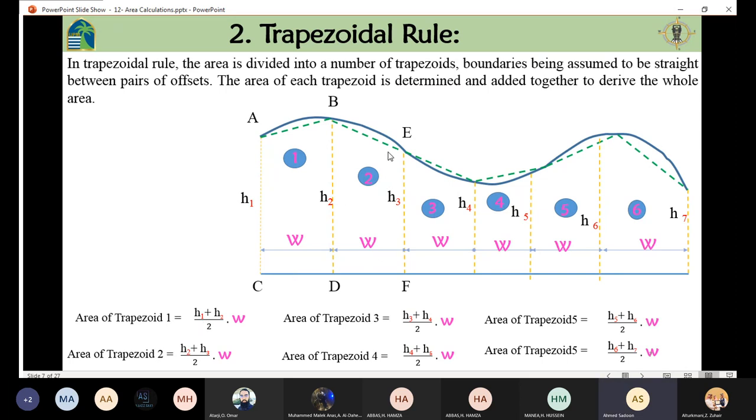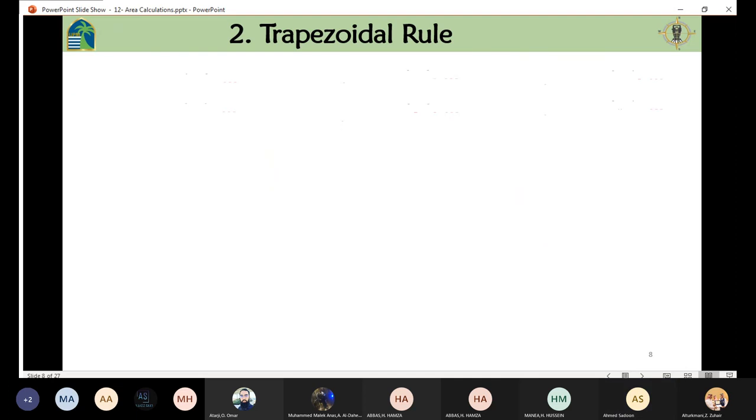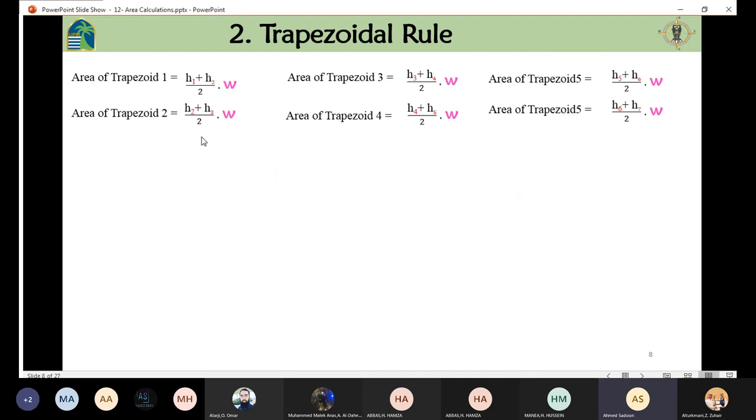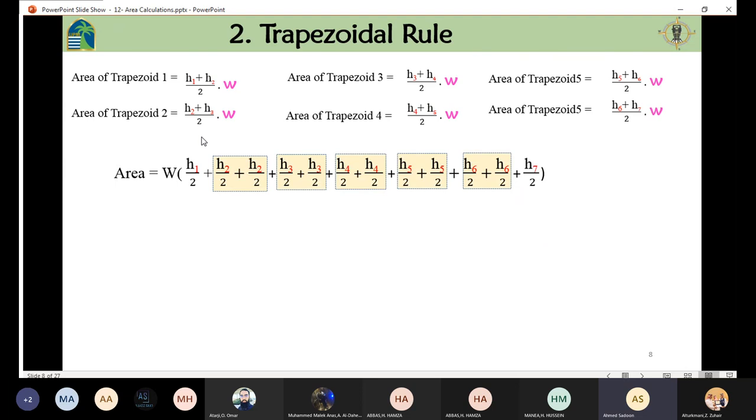Then also I'm going to determine the area for section number 2, section number 3, section number 4, section number 5, and section number 6. Then I'm going to sum all these areas. So we have all the areas here. Then I'm going to total them like that. When I get the summation for all of this area, you can notice this. Here I have H1 over 2 and H1 over 2. Then I'm going to have H2 over 2 again. And regarding H3 over 2, here also I'm going to get H3 over 2.